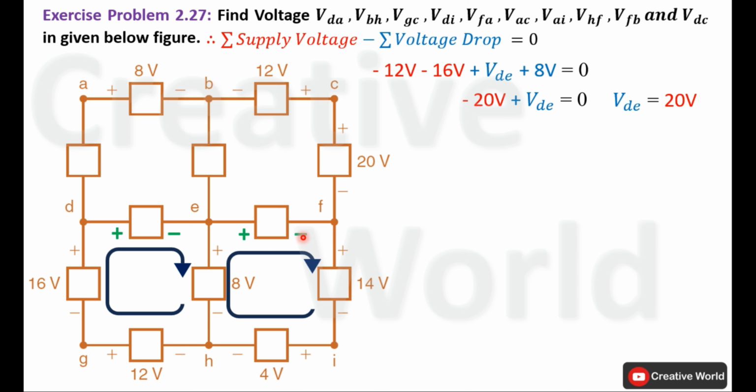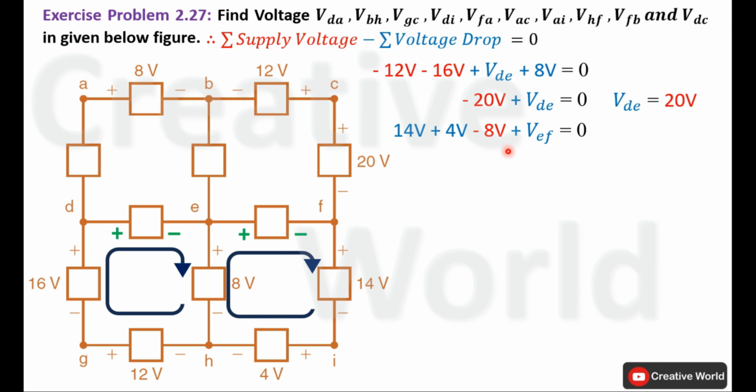Now apply Kirchhoff's voltage law inside this closed loop. So the KVL equation for this closed loop will be, we will start from here. Current entering terminal is positive, so positive 14 volt. Move to next element, current entering terminal is positive, so plus 4 volt. Move to next element, current entering terminal is negative, so voltage across this element will be taken with minus sign, minus 8 volt. And move to the last element, current entering terminal is positive, so voltage across this element will be taken with positive sign, labeled as VEF.